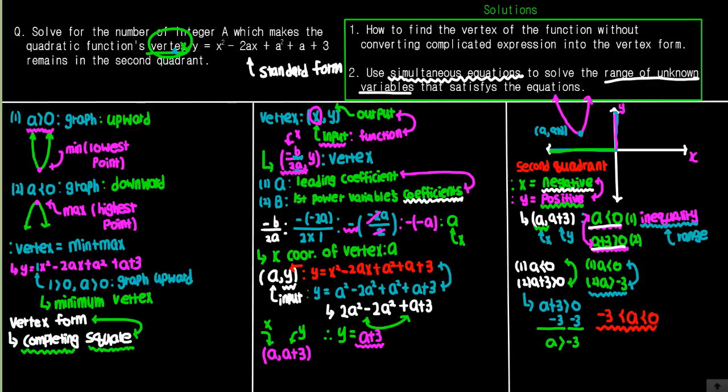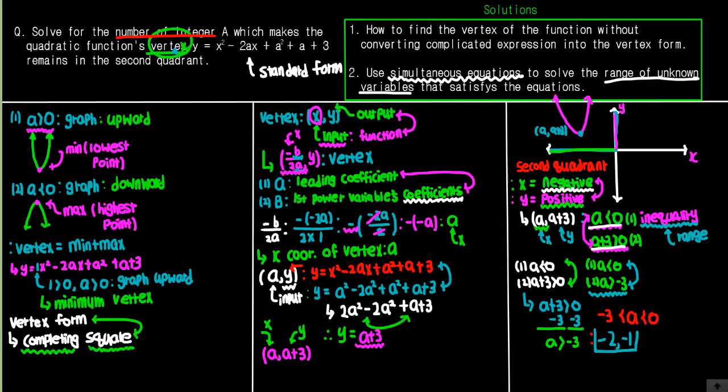So we found the range of a, but we are not done yet. Our ultimate goal in this question was solving for the number of integers, not just the inequality. If you think about the inequality, the a value doesn't include negative 3 and 0. Beside negative 3 and 0, we have negative 2 and then negative 1.